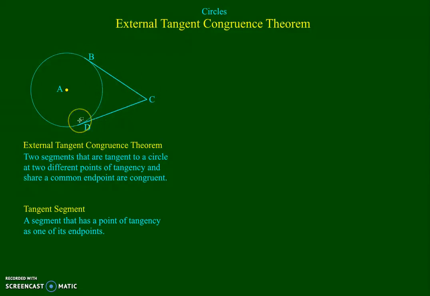This gives us another definition, which is a tangent segment. DC and BC are both called tangent segments, and tangent segments are segments that have a point of tangency as one of their endpoints. So one of the endpoints of this segment is the point of tangency, and this endpoint of this segment is a point of tangency.